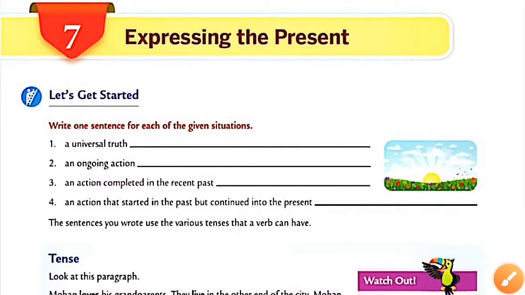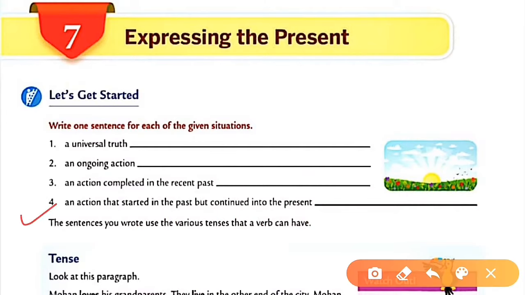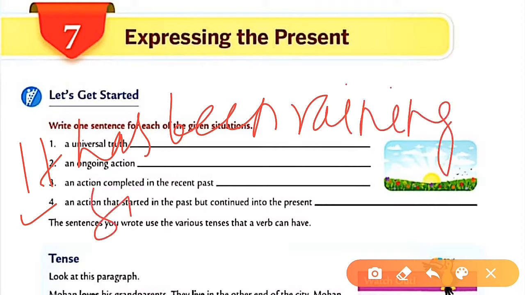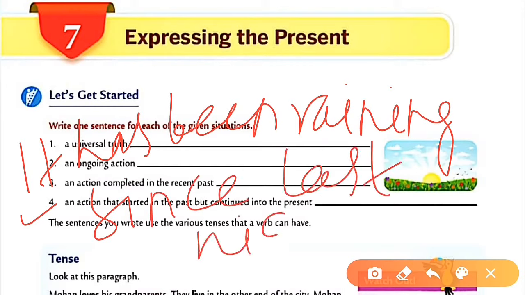Next, number four, an action that started in the past but continued in the present time. So this sentence is based on present perfect tense. The work that has started in the past but still is continuing, so we have to use have been or has been. Like, it has been raining since last night. Okay, so guys, this is complete.